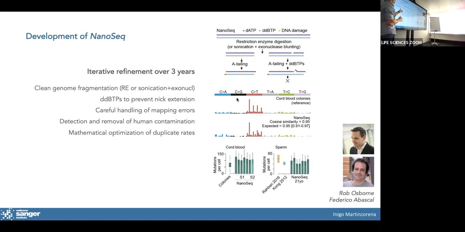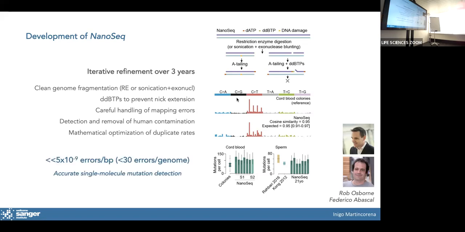There was a lot of bioinformatics to avoid any mapping errors, because to achieve a 10 to the minus 9 error rate, you really need to avoid any error down to less than one per billion sites, so in the alignment, because you can have a misalignment. So we really had to avoid that. And we had to detect and remove human contamination, because even 0.1% of DNA from another human ending up in the library could lead to all of the SNPs in that individual appearing as somatic mutations. So we had to get rid of that, and some maths and some experimental work to optimize the clicker rates.